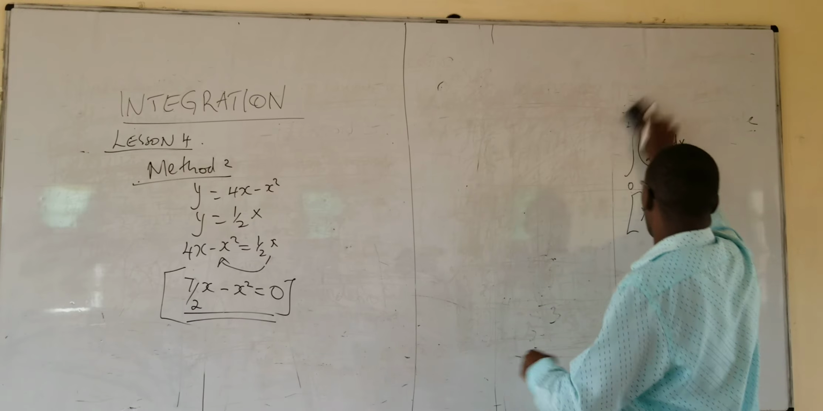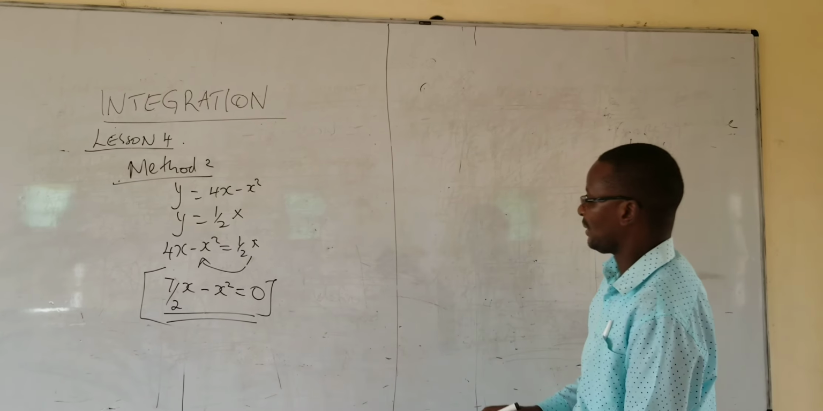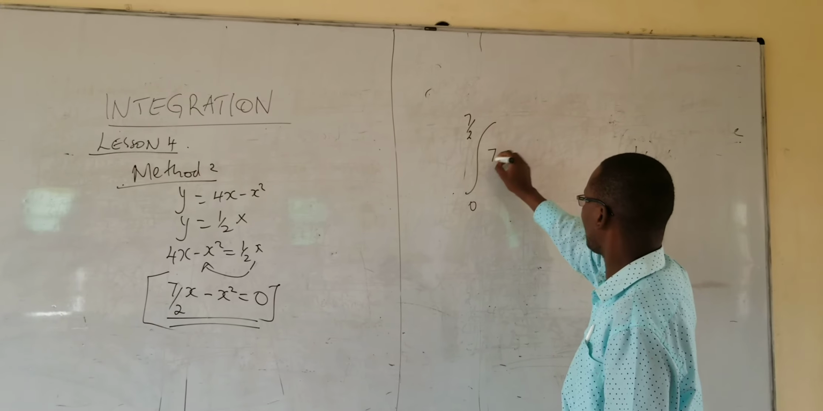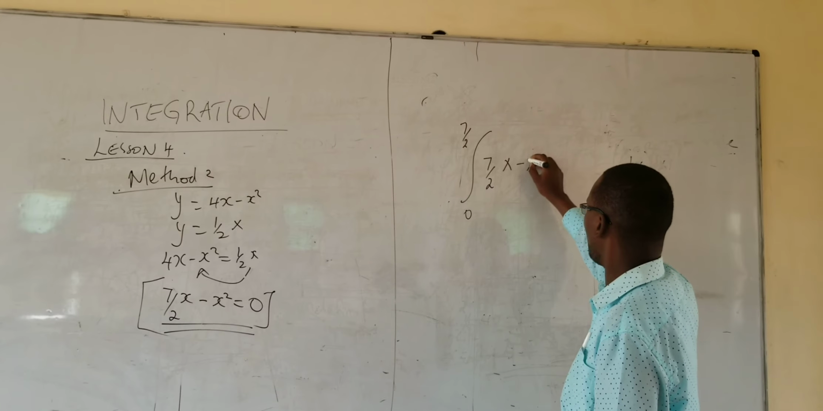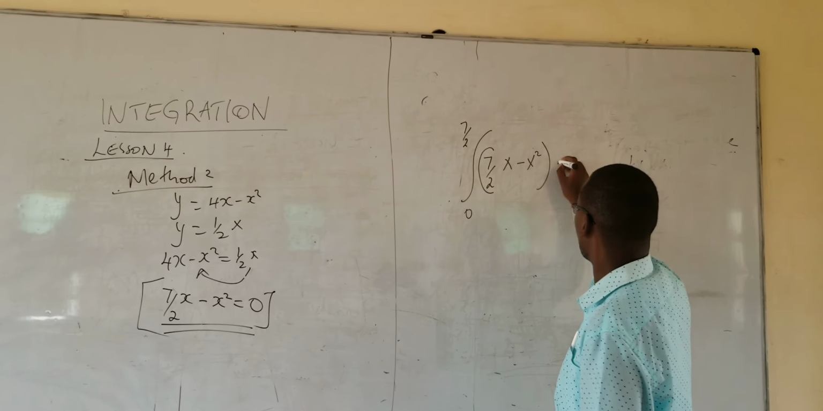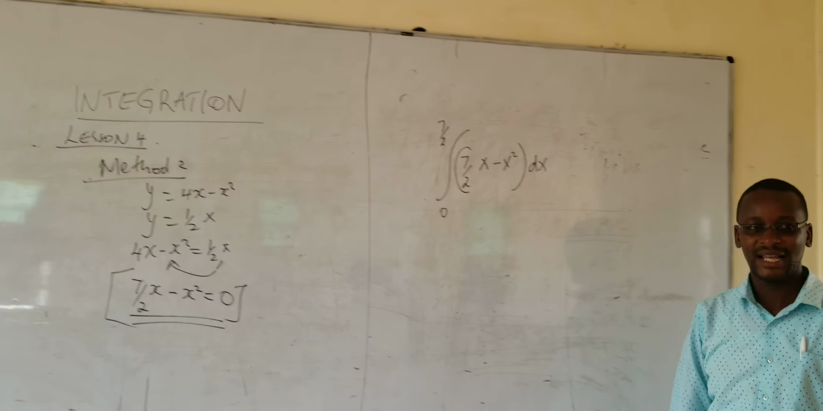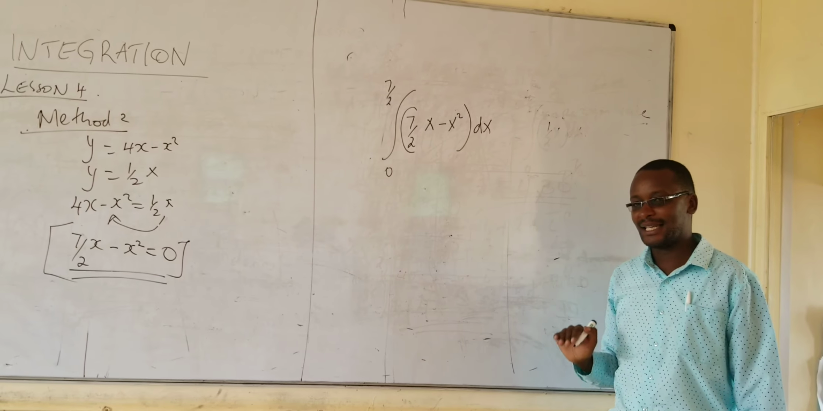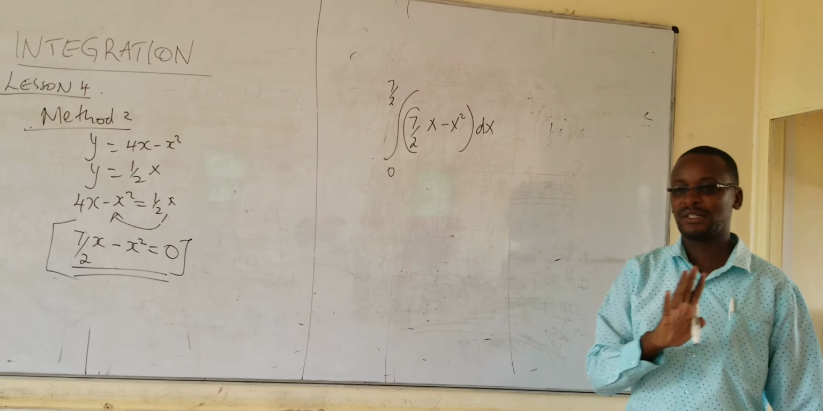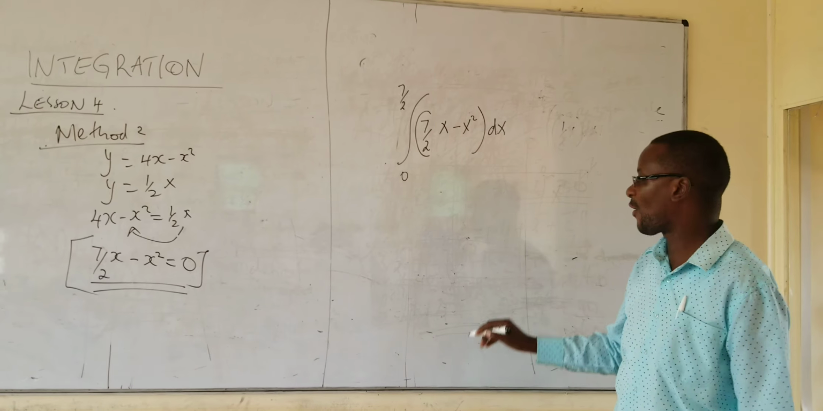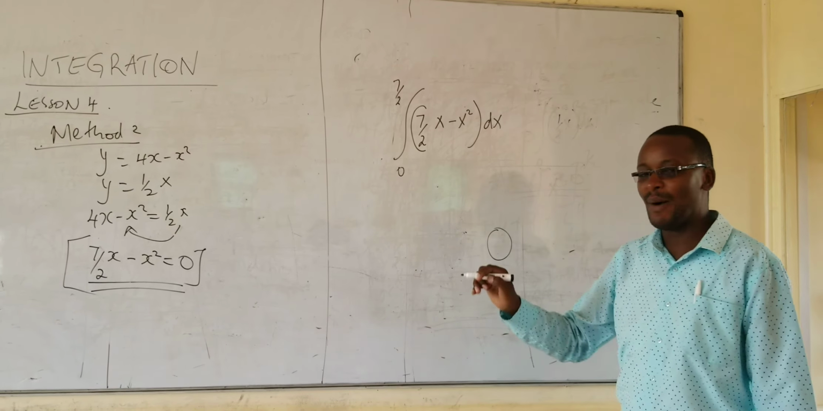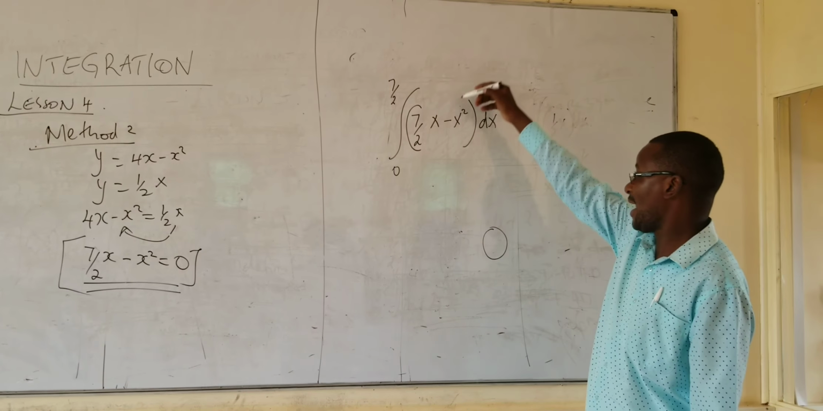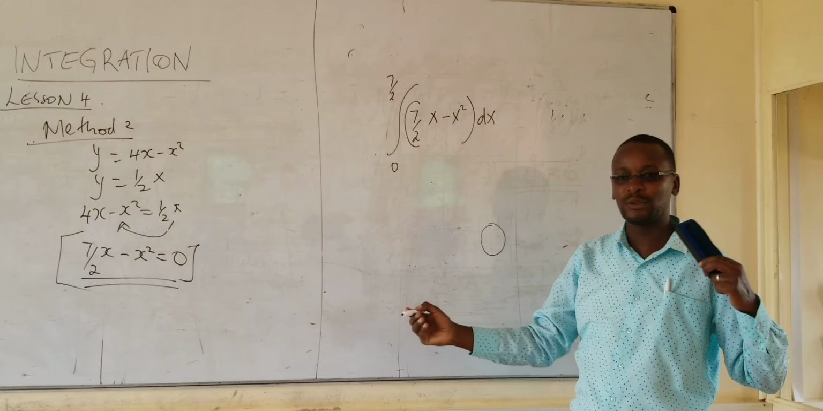This one does not require you to subtract anything. You just integrate from 0 to 7 over 2. We integrate 7 over 2x minus x squared with respect to x. I would like you to integrate this one directly, get the answer. Don't put any decimals, use fractions, and compare the answer you get here with the one you got in method 1. You will find out that here you get the answer directly without requiring to subtract.